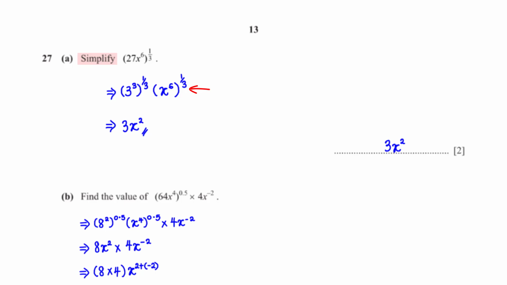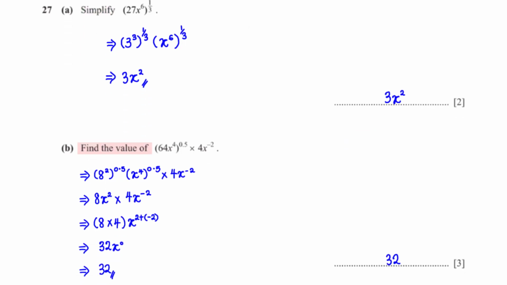When we multiply the powers of 3, 3 times 1 over 3 is 1. 3 raised to the power 1 is 3. When we multiply the powers of x, 6 times 1 over 3 is 2. And so our final answer here is 3x squared.